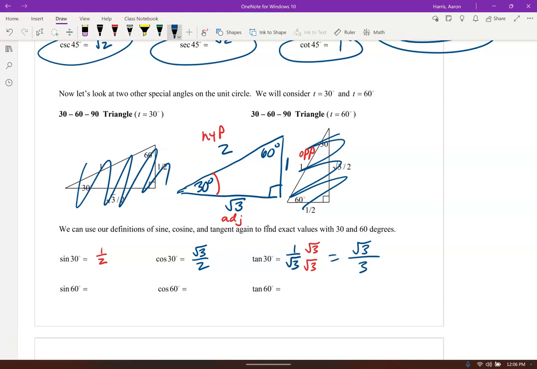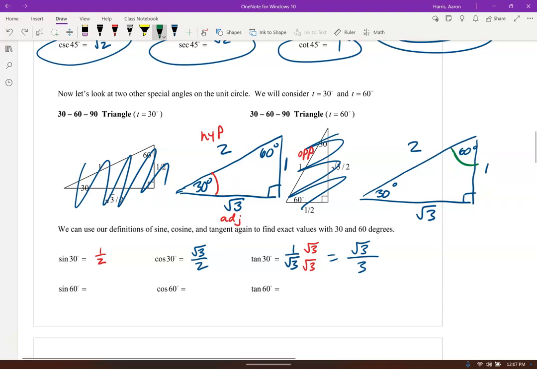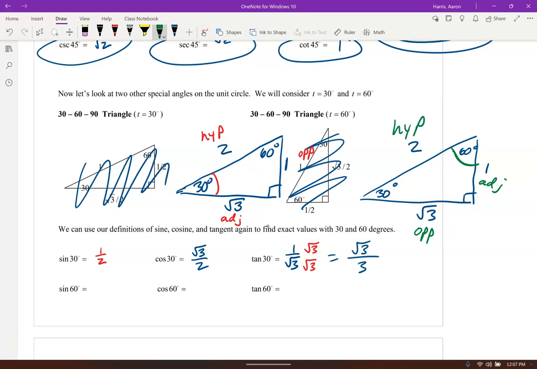Now, what about if we're doing it from the 60 degree as our reference angle? So let me rewrite this. 30, 60, 90, 1, 2, root 3. But this time, 60 degrees our reference angle. So if you notice, opposite 60 degrees is root 3. So here's the opposite side, right? That's the opposite side. This would now be the adjacent side if I'm looking at the 60 degree. And of course, the hypotenuse is always opposite the 90.